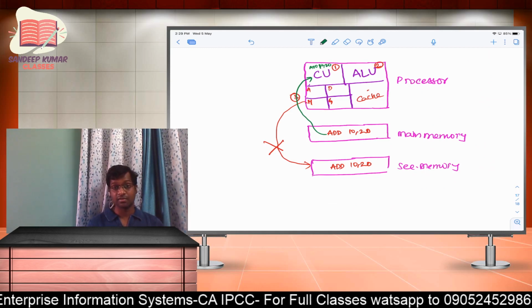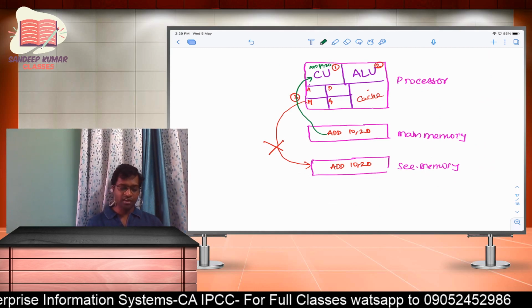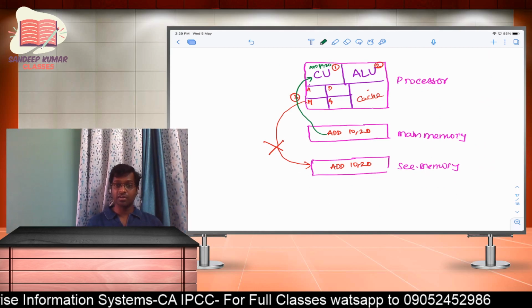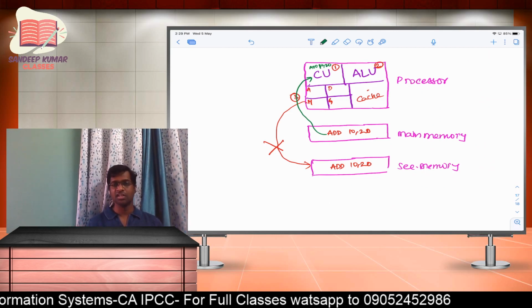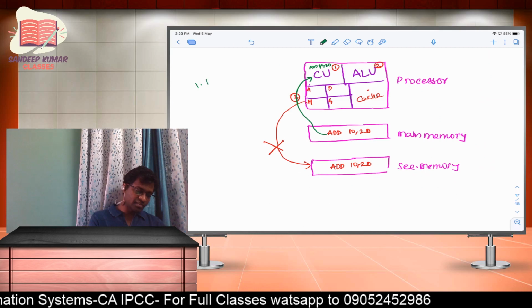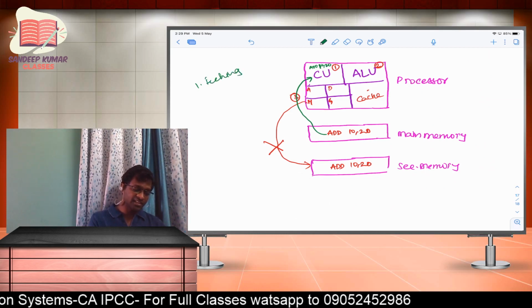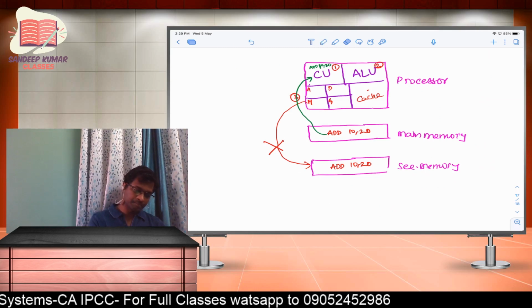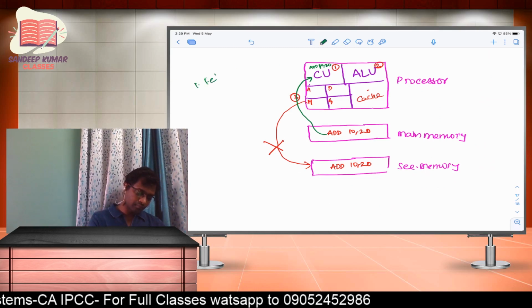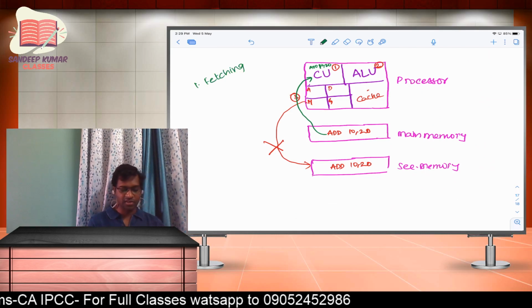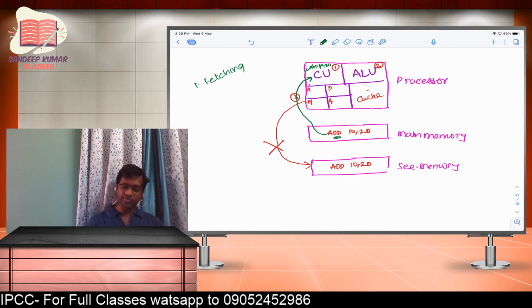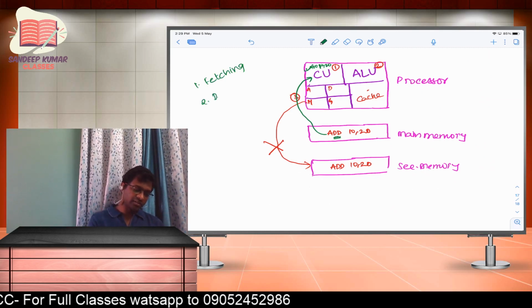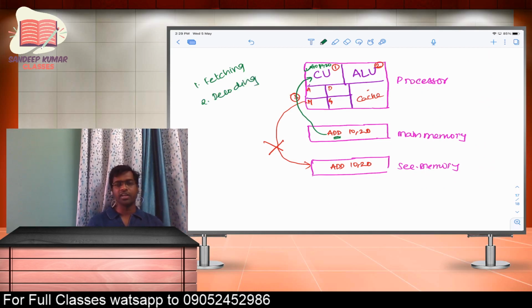So that is called the first stage. First stage is done. Now what is the second thing it will do? Taking the instruction from the main memory to the control unit is called fetching. Just remember, the first phase is called fetching. Once fetching is completed, it starts decoding. What do you mean by decoding? Decoding is nothing but splitting the instruction and storing it into registers.